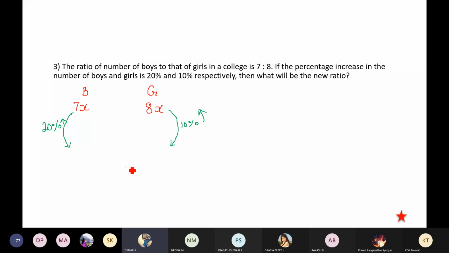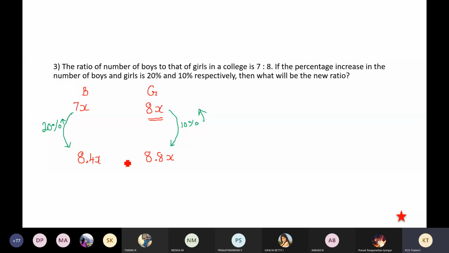7x plus 1.4x. Yeah, 7x plus 1.4x. What is it? 8.4x. Very good, Tanuj. So can I say it is 8.4x? Now, similarly, how about this one? If there is a 10% increase in number of girls, initially it was 8x. After 10% increase, very good, Radha. Superb. So it would be 8.8x.